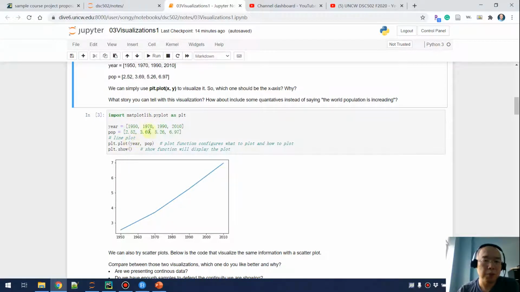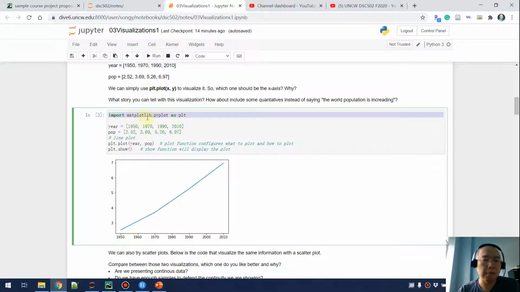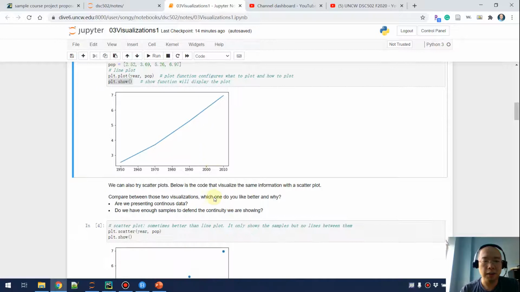You can simply import matplotlib first, and then you have two lists, the year and the population. If you want to do a plot, with year as the x-axis and the population as the y-axis, and then you do a show, you're going to have this. That is not so hard at all. And then we see the world population is increasing, almost a linear increase, right?